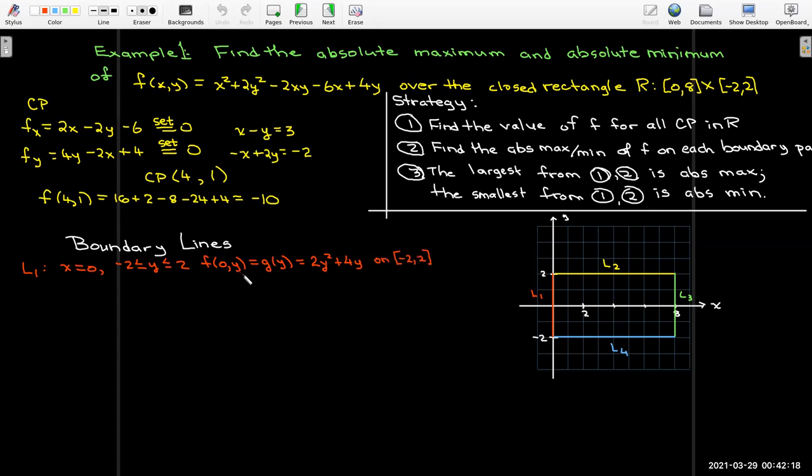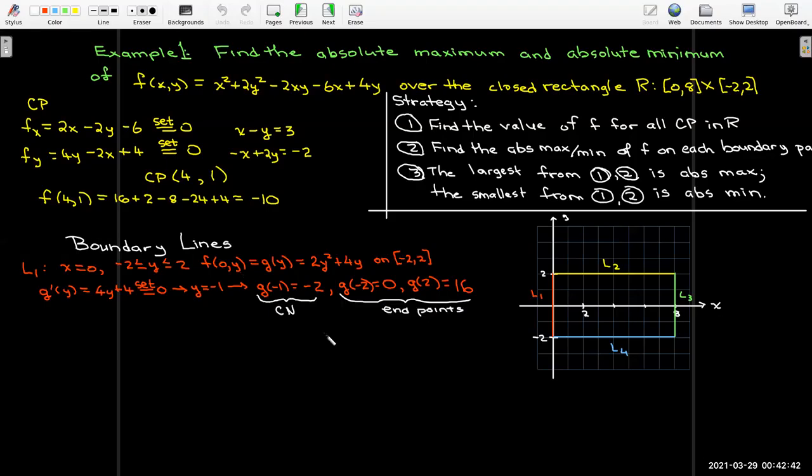So I'll use the same method. I'll find any critical numbers by taking the derivative and setting it equal to 0. In this case, I get y equals -1. And then evaluate the function at the critical number and at the endpoints. Then I'll go on to the second line. Again, what have I done here? I evaluated at the critical numbers and the endpoints.